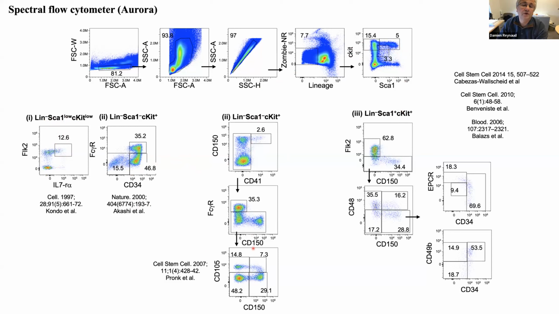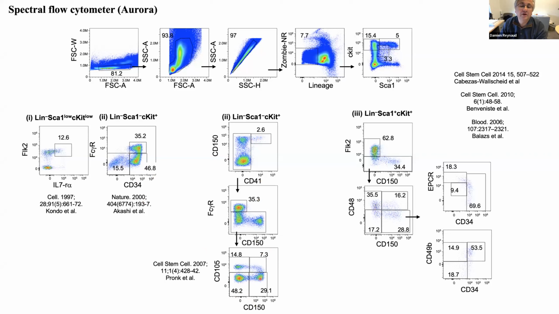We were also able to visualize the populations defined by the Pronk lab. These include the megakaryocyte progenitor, the pre-GM, and another type of GMP, which is a subfraction of the GMP of Weissman.